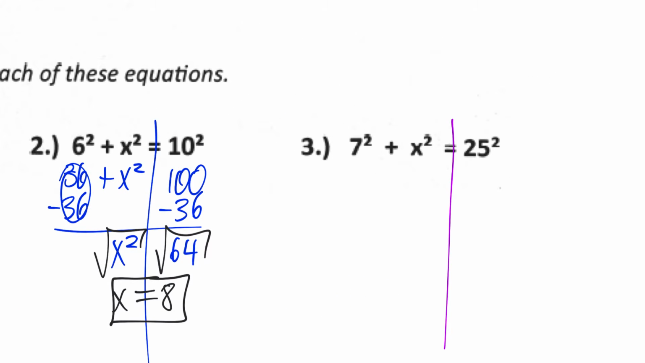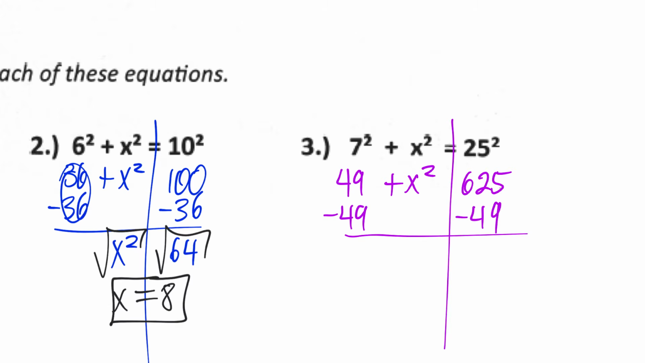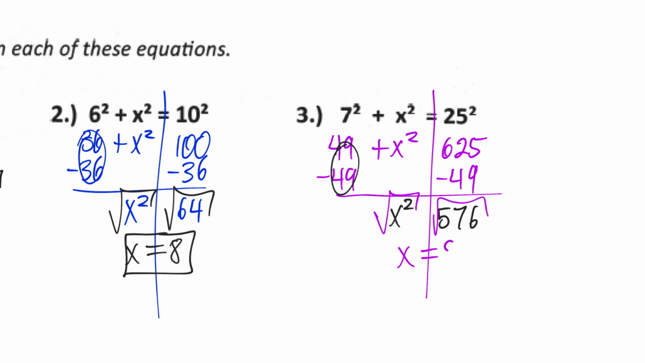Okay, then on this one, 7 squared. 49 plus x squared and 25 squared. 625. So we're going to subtract 49 from both sides. Zeroes out. X squared equals 576. Take the square root of both sides, and x equals 24.